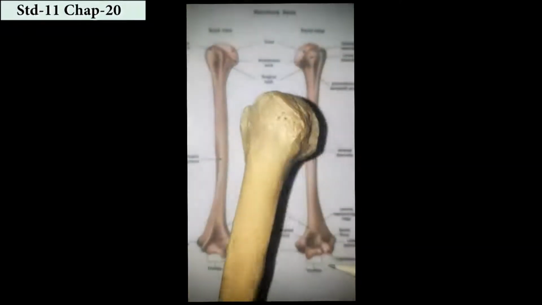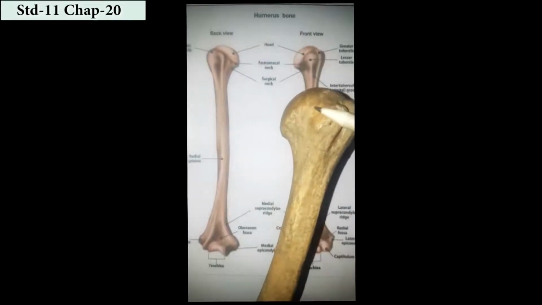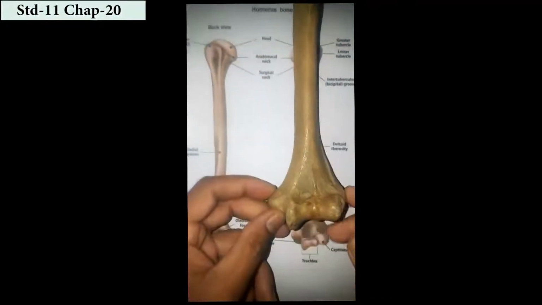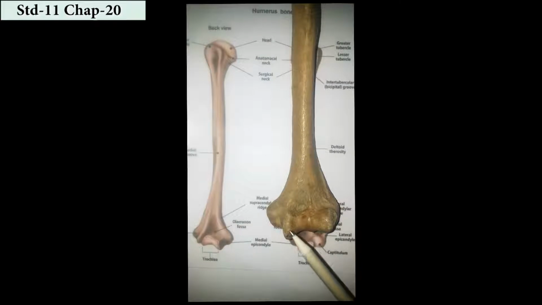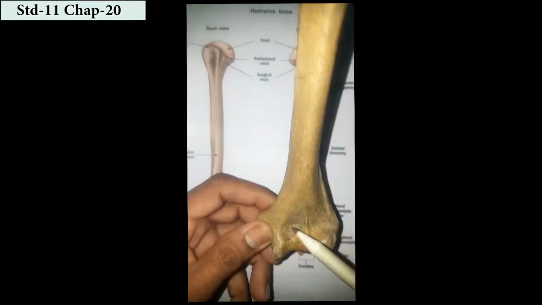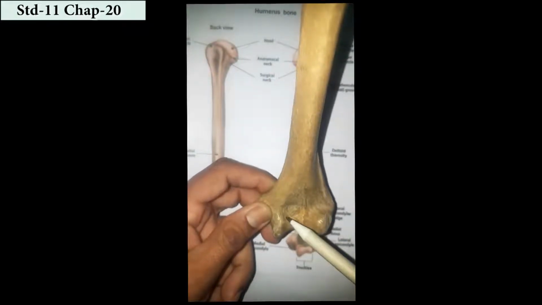So this is the proximal end, this is the head, which remains articulated in the glenoid cavity of the scapula, and this is the distal end. This part is the trochlear part. This, the radius and the ulna, all three together constitute the joint of our elbow. So remember this. And this is the fossa, and some pores you will find here.